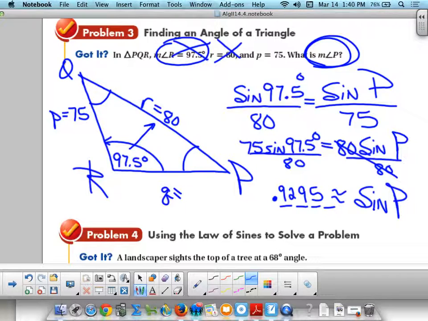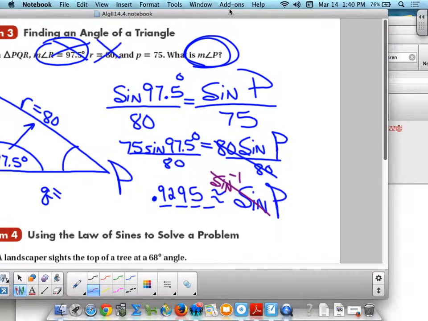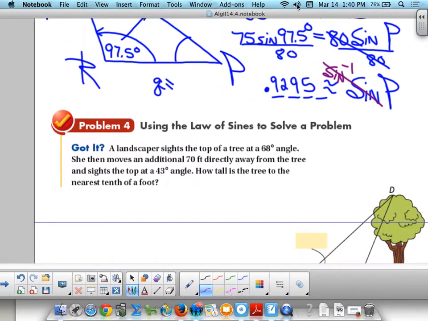Here's my big question to you. How do you get rid of that word sine? Divide by? No, that's not what we did. Inverse sine wipes out sine, right? Isn't that what we did? Yes. Okay, all right, we're getting there.